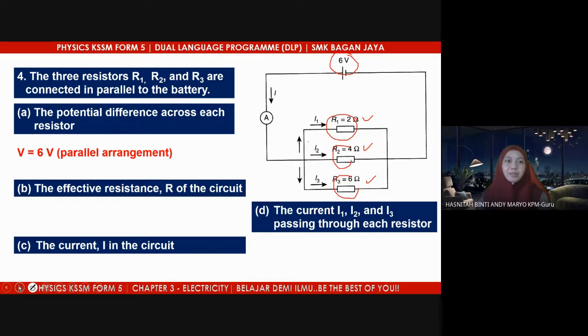Now, find the effective resistance of the circuit, the total resistance in the circuit. For this one we use the reciprocal. 1 over R is 1 over R1 plus 1 over R2 plus 1 over R3. So is it 1.1? Can you check?